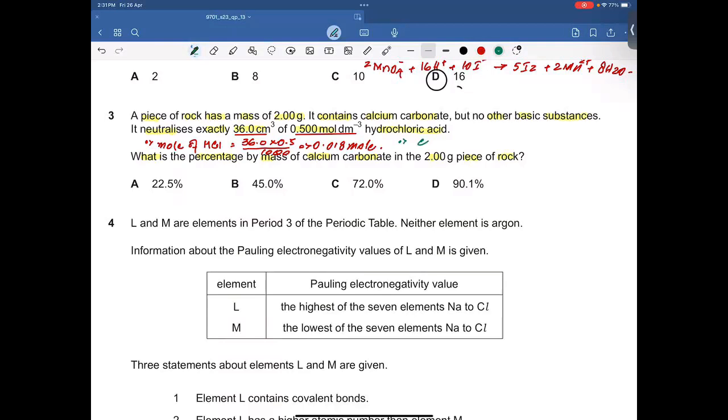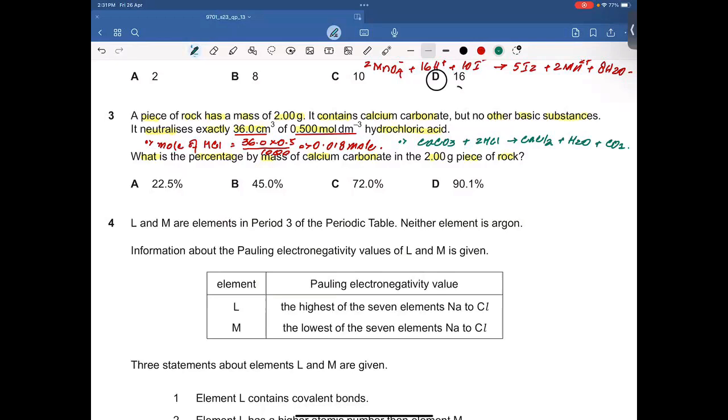So it's calcium carbonate reacting with hydrochloric acid. Obviously, you will get calcium chloride, which is your salt, water, and obviously carbonate releases carbon dioxide when it reacts with any acid.